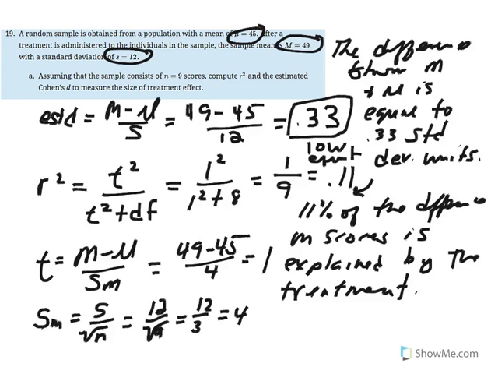And according to our table, we would consider that as a medium effect, based on our table in chapter 9. Okay, so that was just a simple exercise of doing these calculations, but also I want to point out that we need to understand what these concepts represent.